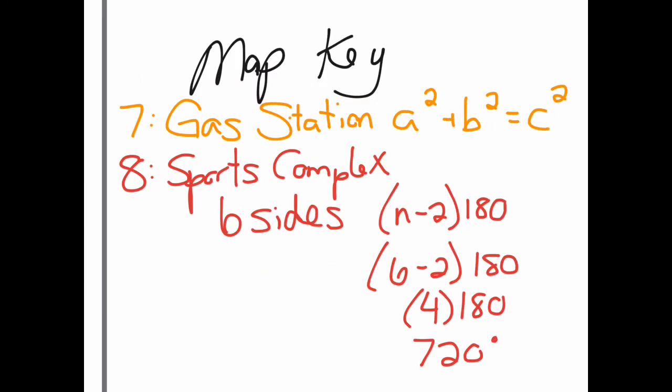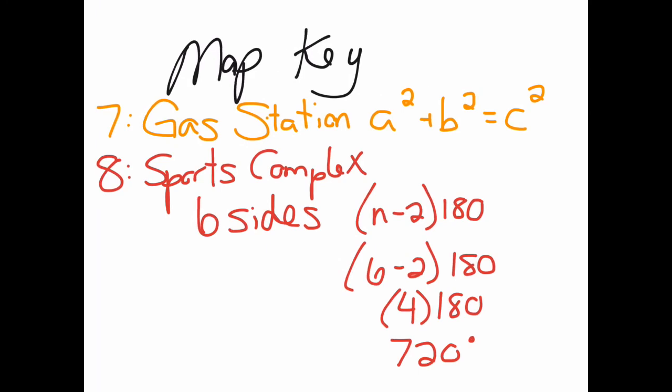And then to continue on, my right triangle, I made that a gas station. And Canvas tells me I need to include the Pythagorean theorem in my map key. So that's why I have this part right here, because this is our Pythagorean theorem for right triangles: a squared plus b squared equals c squared.